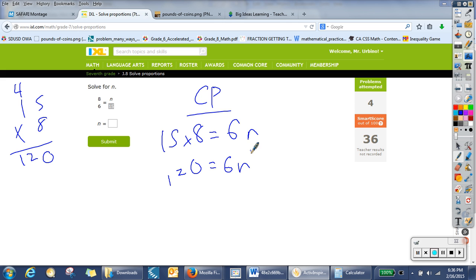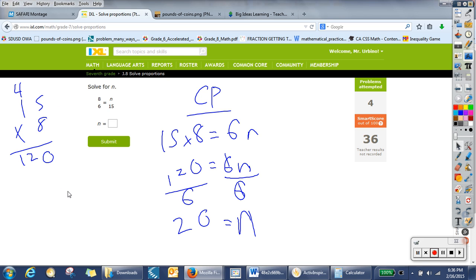So 120 is equal to 6 times n. So if I do the inverse, I can find out what n is equal to. Divide. So I'm left with n is equal to 120 divided by 6. Now I know that 12 divided by 6 is 2. Just bring that 0 with me. So 120 divided by 6 is equal to 20.